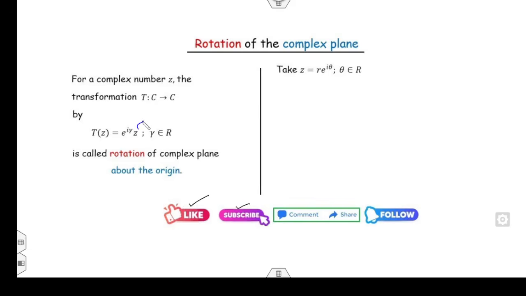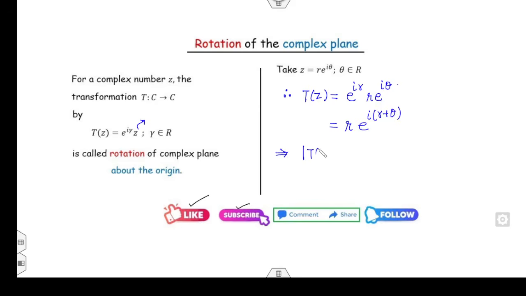Now, if I consider that z is my complex number, which I define as z is R e raised to the power iota theta, then what is the value of T of z? I can write this as e raised to the power iota gamma times R e raised to the power iota theta. So that will be R e raised to the power iota times gamma plus theta. So what does it mean?